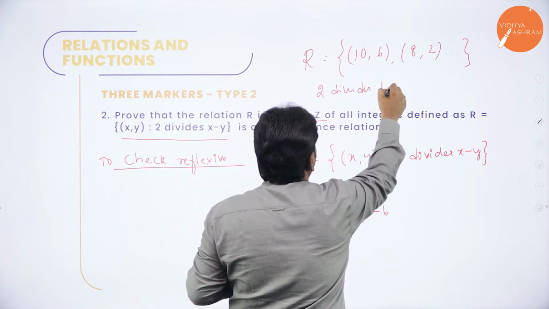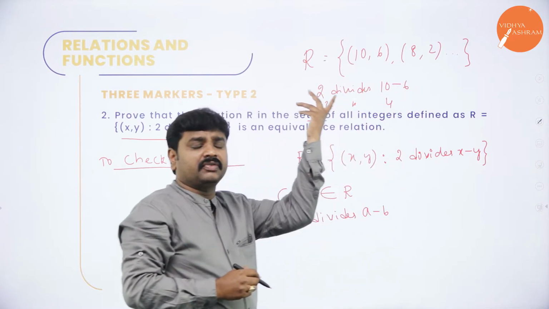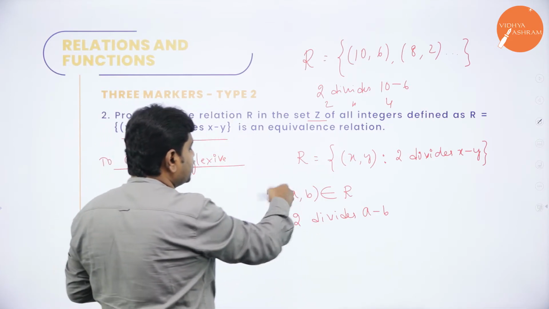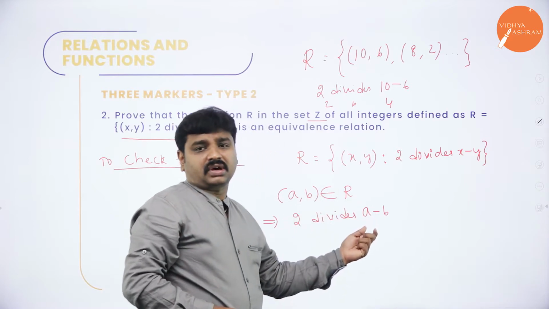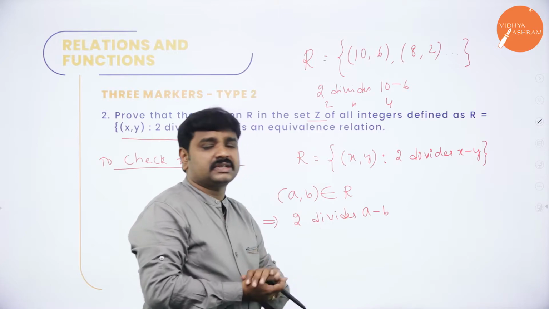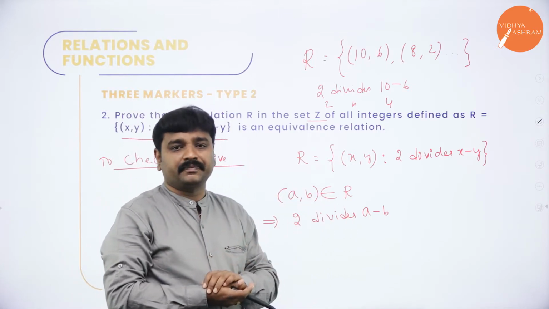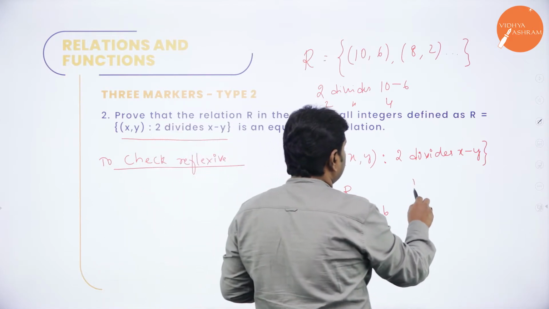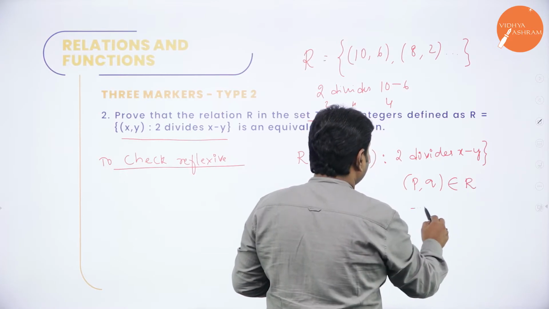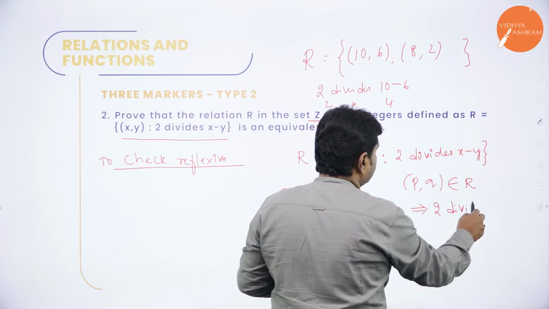So here you can see definitely 2 divides the difference of this. What is 10 minus 6? 4. 2 divides what? 4. The relation will be like this, but we cannot write the relation because it is infinite. So instead of writing it, we will analyze like this. If (a, b) belongs to R, if any ordered pair is in the relation, then 2 divides the difference. If (a, b) belongs to R, then 2 divides a minus b. If (p, q) belongs to R, what does it mean? (p, q) belongs to R means 2 divides p minus q.